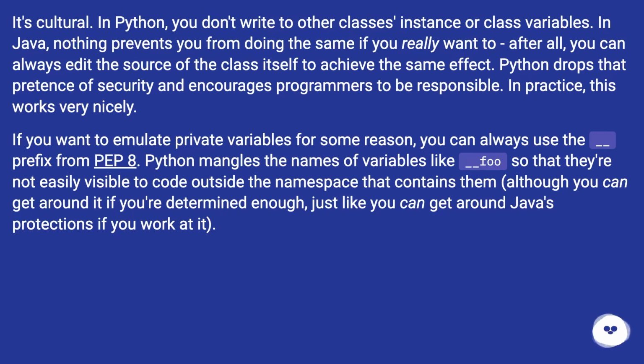If you want to emulate private variables for some reason, you can always use the __ prefix from PEP8. Python mangles the names of variables like __foo so that they're not easily visible to code outside the namespace that contains them, although you can get around it if you're determined enough, just like you can get around Java's protections if you work at it.